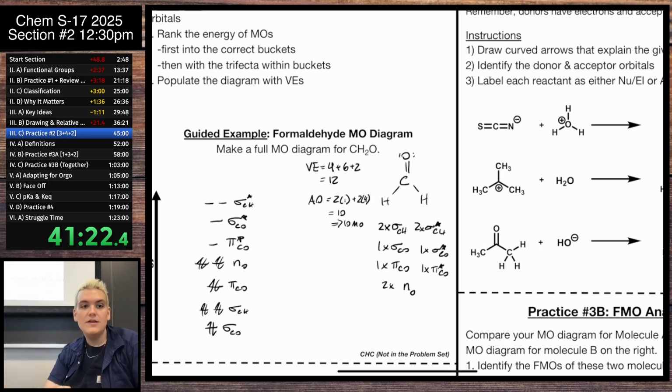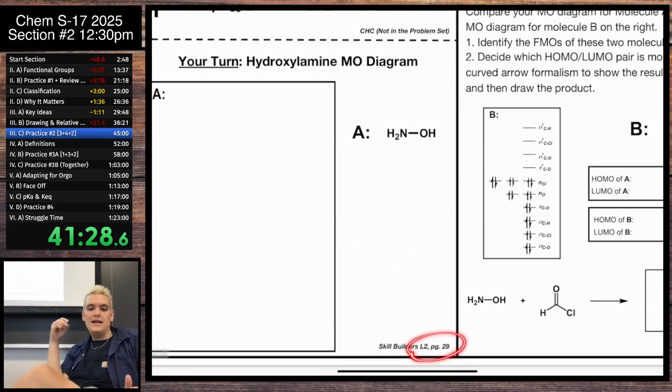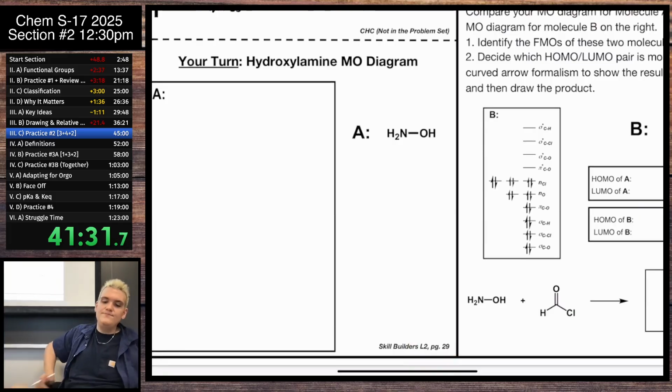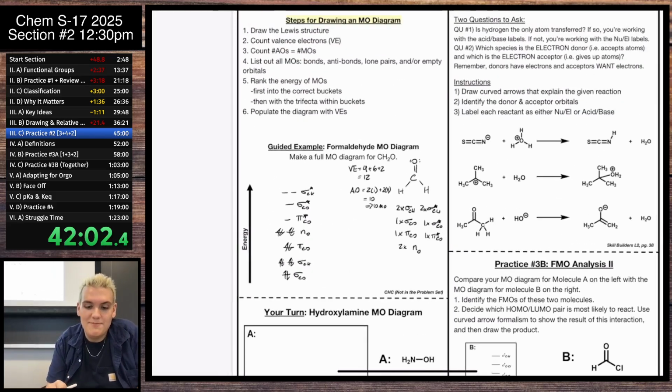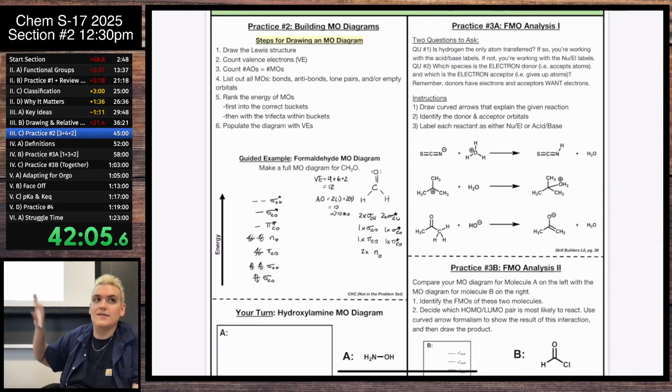So what I'd like y'all to do now, and I'll answer questions once I get y'all started on it, is look at page 29 of the problem set and this molecule hydroxylamine. This molecule actually used to hang in the science center. They had a big model of it, and it looked very cool and dynamic, but I think they took it down maybe with the construction. But you're going to do the exact same process that we just did. So start off with the Lewis structure, valence electrons, atomic orbitals, list out the molecular orbitals, rank them, populate the valence electrons. And to be honest, I'm going to give you 4 minutes. Try to get through as much as you can. I believe in you. And I'm going to list this so you can kind of see the process.